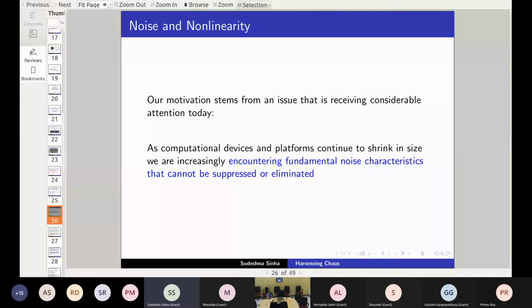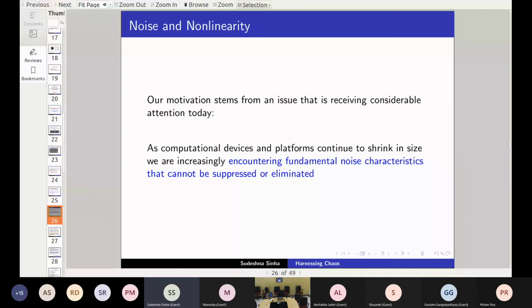Nonlinearity is a constant through everything, because nonlinear dynamics is what I do. I mean, I can't leave it anywhere. But I am now pushing into the territory of stochastic systems. So what would happen if I had noise to some level and nonlinearity?